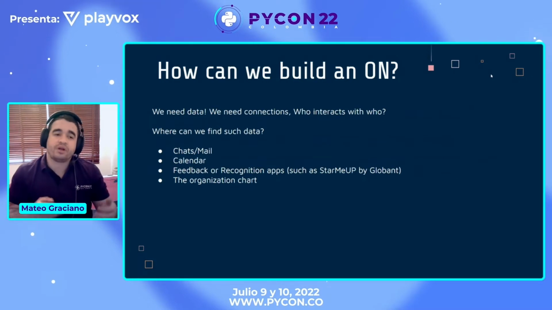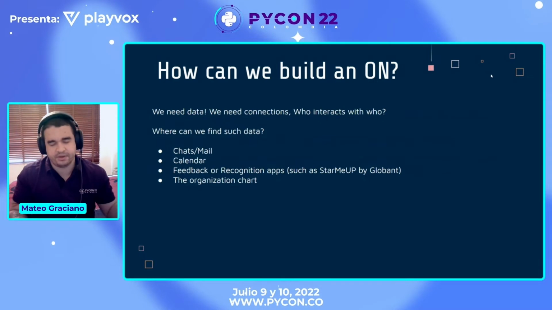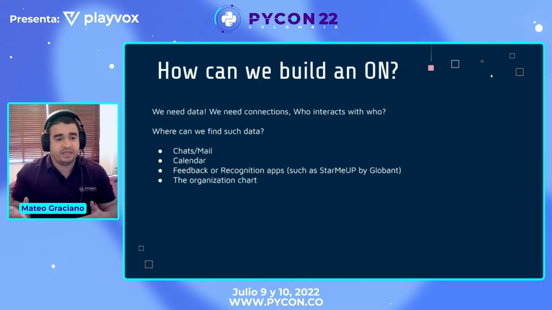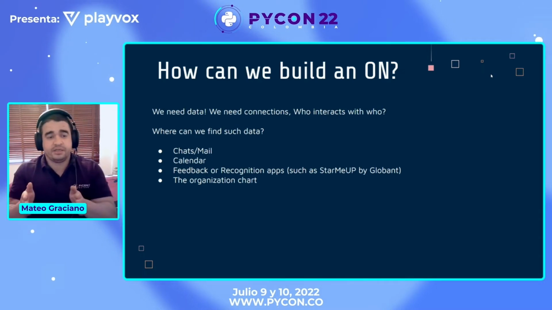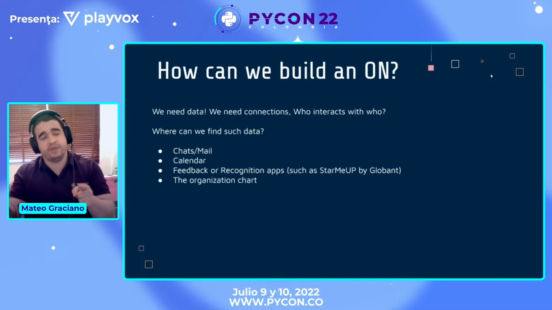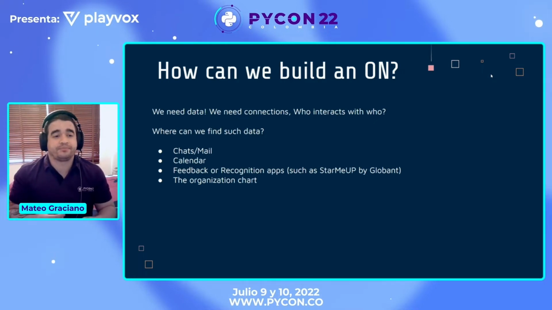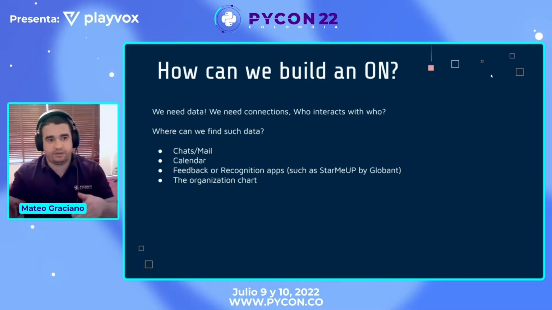How can you do it? For instance, looking at chat or mail info, not the content. The content is not relevant here, at least not in the first iteration. Seeing that Mateo sent emails to Camila, Camila sent emails to Obed, Obed sent emails to Mateo. There is a connection between Camila and Mateo, Mateo and Obed, Obed and Mateo. Stuff like that. Calendar. Mateo has a meeting with Camila and Obed, so there is a connection between the three of them.